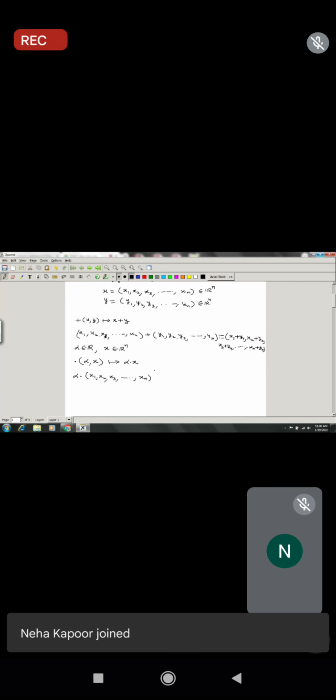When we define something, we use this notation, and we write it like this. This is defined. So this is (alpha x1, alpha x2, alpha x3, and so on, alpha xn). These are the operations we first define: how we define addition, and how we define scalar multiplication.